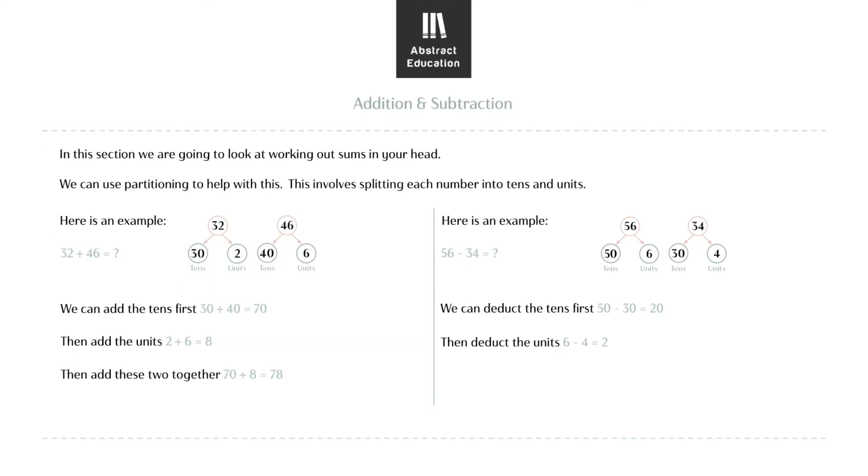Here is an example of subtraction: 56 minus 34. We can deduct the tens first. 50 minus 30 equals 20. Then deduct the units. 6 minus 4 equals 2. Then add these two together. 20 plus 2 equals 22.